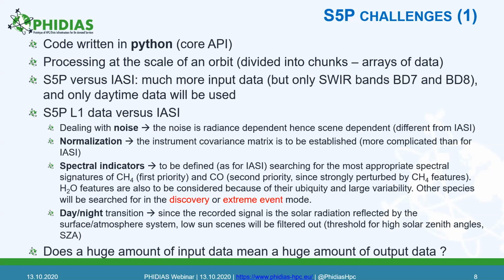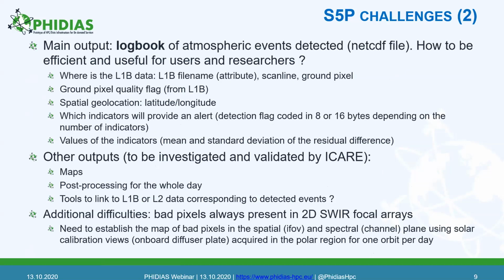Finally, with Sentinel-5P, we will have a huge amount of input data. Does it mean that we'll have a huge amount of output data? We hope not, because we will only detect extreme and anomalous atmospheric events. A few words about the output, because it's also challenging. The main output will be a logbook of atmospheric events detected, in a NetCDF file. The question is how to be efficient and useful for users and researchers.